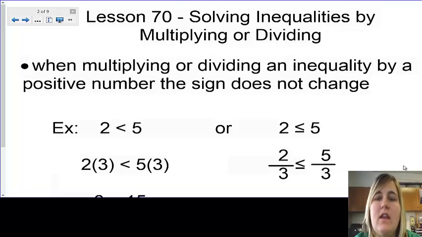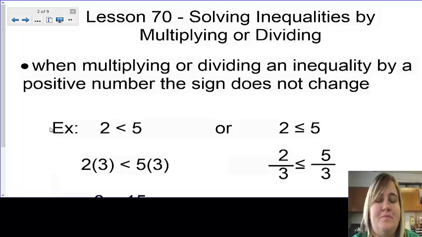Lesson 70, Solving Inequalities by Multiplying or Dividing. Remember, just the other day we practiced solving inequalities by adding or subtracting. We're going to do very similar things whenever we solve by multiplying or dividing, with one exceptional rule that we must always remember. So, let's get started.